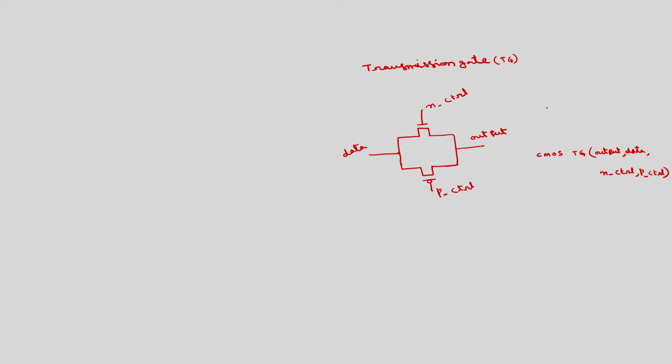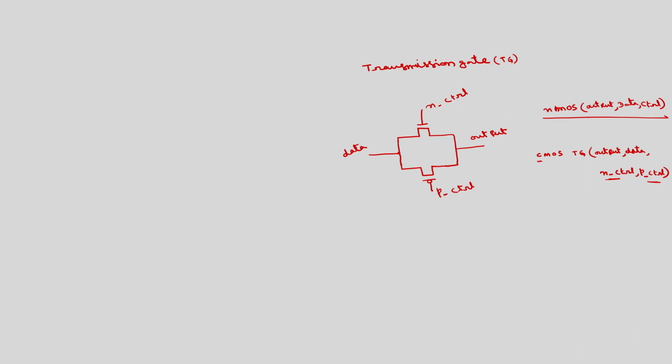For ordinary NMOS or PMOS, we are going to write NMOS. The general form is output comma data comma control. This is for NMOS, and for PMOS we will write PMOS, whereas for the transmission gate we have to write CMOS, because this consists of both NMOS and PMOS. So, this N control will be for the NMOS FET and this P control will be for the PMOS FET.